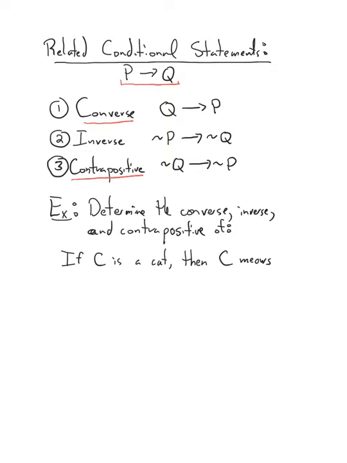So the converse, what that means is just the if part becomes the then part, and the then part becomes the if part. So they get flipped. The inverse has the negation of the if and then part. So you just reverse the truth values of P and Q. And then the contrapositive is both combined. You flip and you reverse.